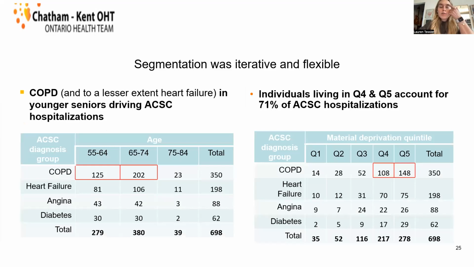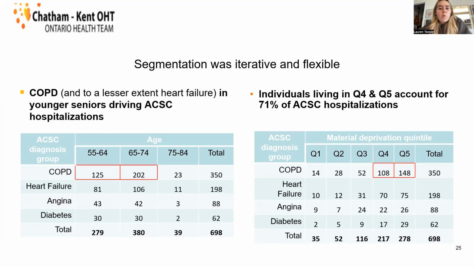What we ended up doing with our priority population is we broke down ACSC hospitalizations and BME visit rates, and that data is not shown, but we broke them both down by diagnosis group, by age, and by material deprivation. In terms of key messaging, even though we had more data than this, when we presented the data to the various working groups and the individuals that had to make decisions, this was the messaging we focused on because, again, we really didn't want to overwhelm people.